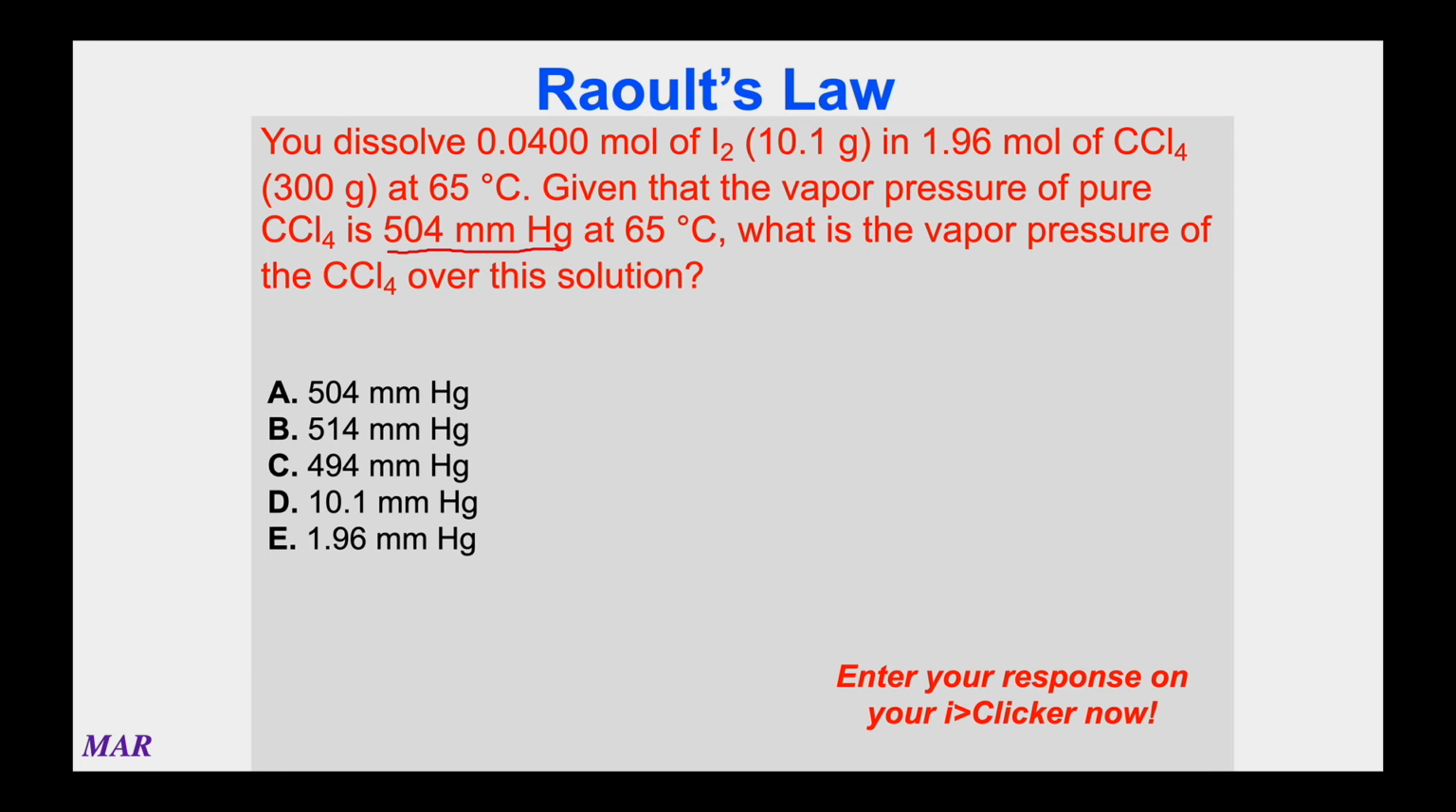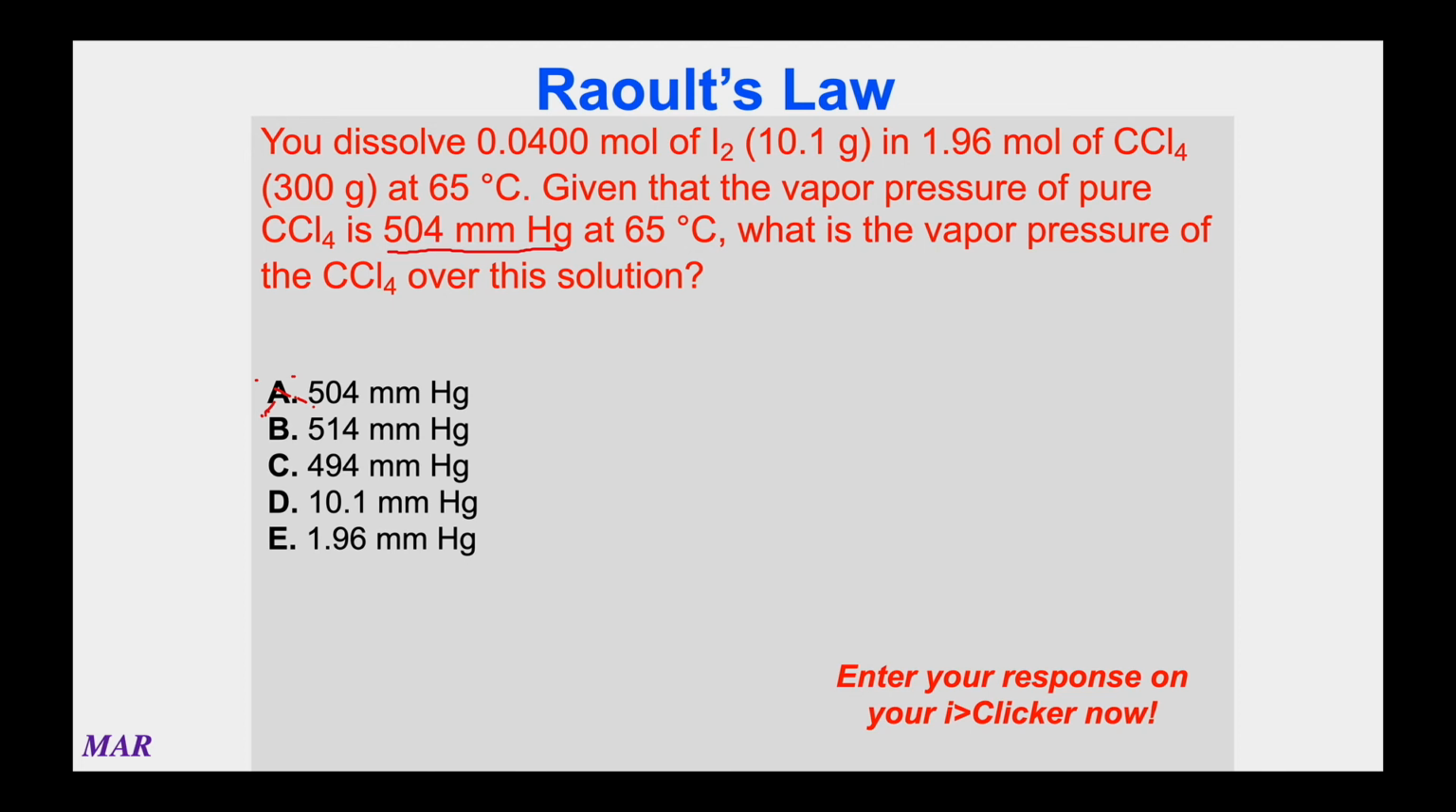So we'll take the moles of CCl4, 1.96, and divide by the total moles. So we'll divide 1.96 by, parentheses, 0.0400 plus 1.96. That's going to give us the mole fraction of the solvent. And we'll multiply that number by 504 to get the answer. And again, right away, it's not going to be the same as 504 because the vapor pressure is going to go down. It's also not going to be equal to or greater than 504 because the number is going to go down, not go up.